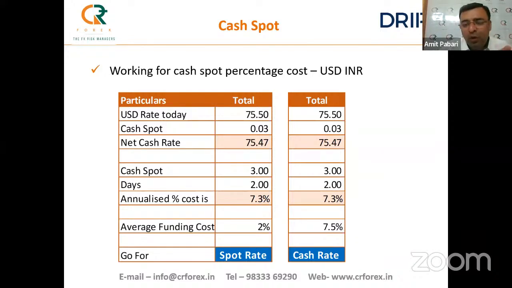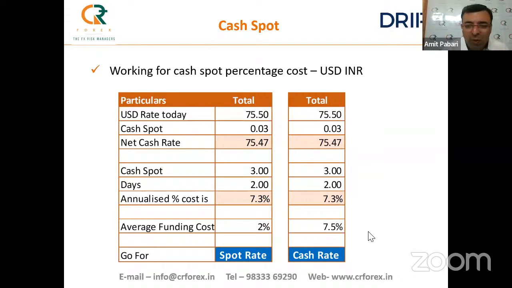If it is Friday, it will be 4 days; if it is Monday, it will be 2 days. So if there is a cash pot of 3 paisa for 2 days at the rate of 75.5, the annualized interest cost becomes 7.3%. And if your average funding cost is at 2%, then it is better not to go for a cash rate. Go for spot rate. If your average funding cost is 7.5, then you can say, okay, I'm paying a higher interest cost, so let me take a cash rate. So this evaluation is very, very important.